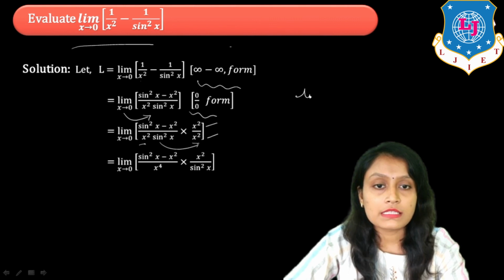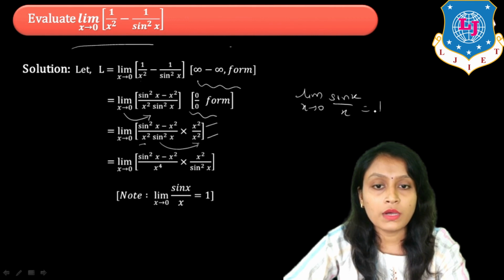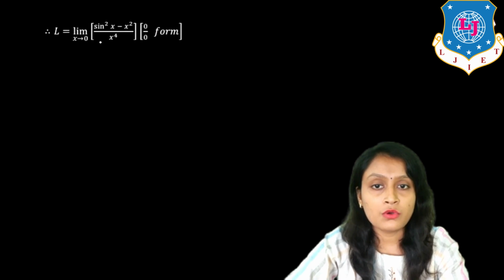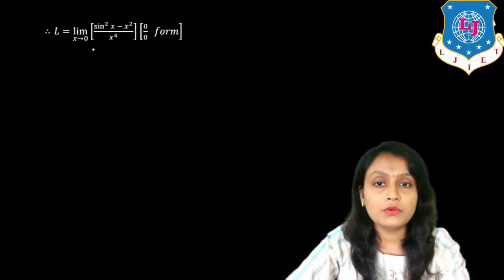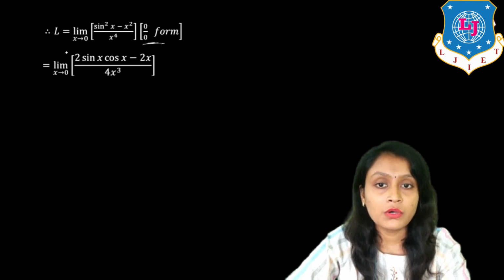Now we know this limit x tends to 0, sine x upon x is equal to 1, right? So this answer is 1, and what remains is limit x tends to 0, sine square x minus x square upon x raised to 4. Now if you substitute x is equal to 0, you will get the form 0 by 0. Now we will apply L'Hopital's rule. Okay, so the derivative of sine square x is 2 sine x cos x minus the derivative of x square is 2x, upon x raised to 4. So what is the derivative of x raised to 4? 4x cube. We have to just simplify this.